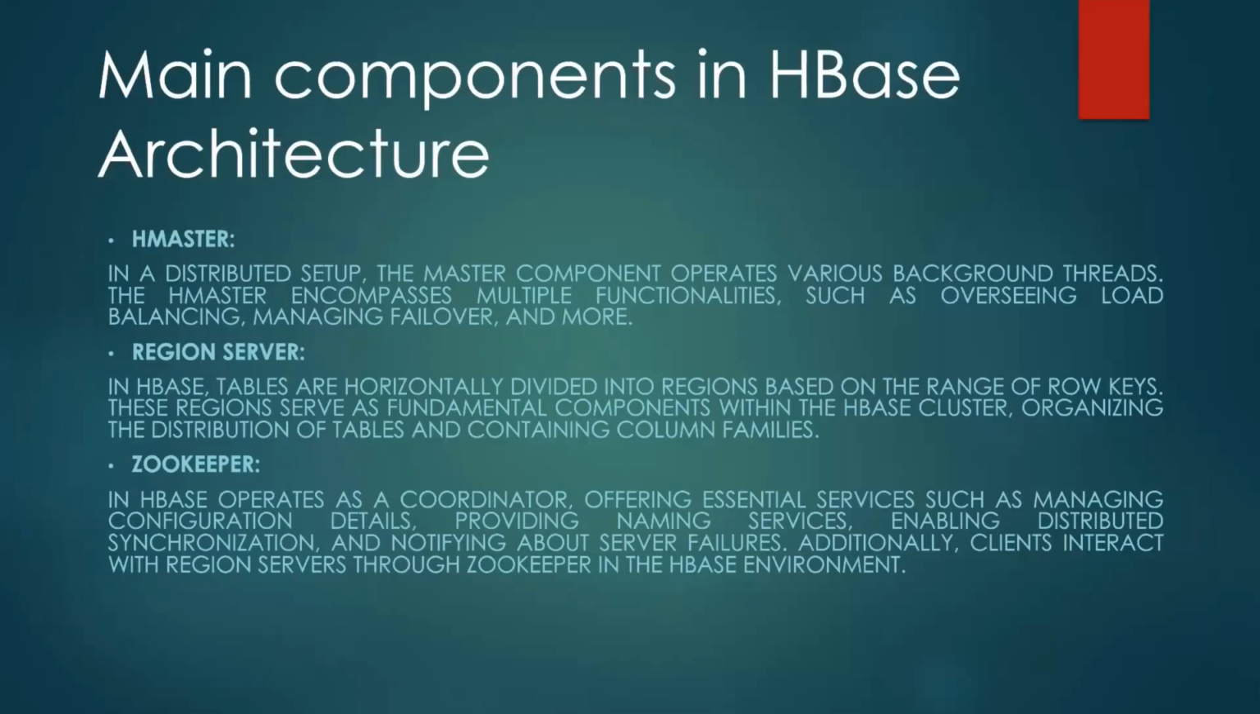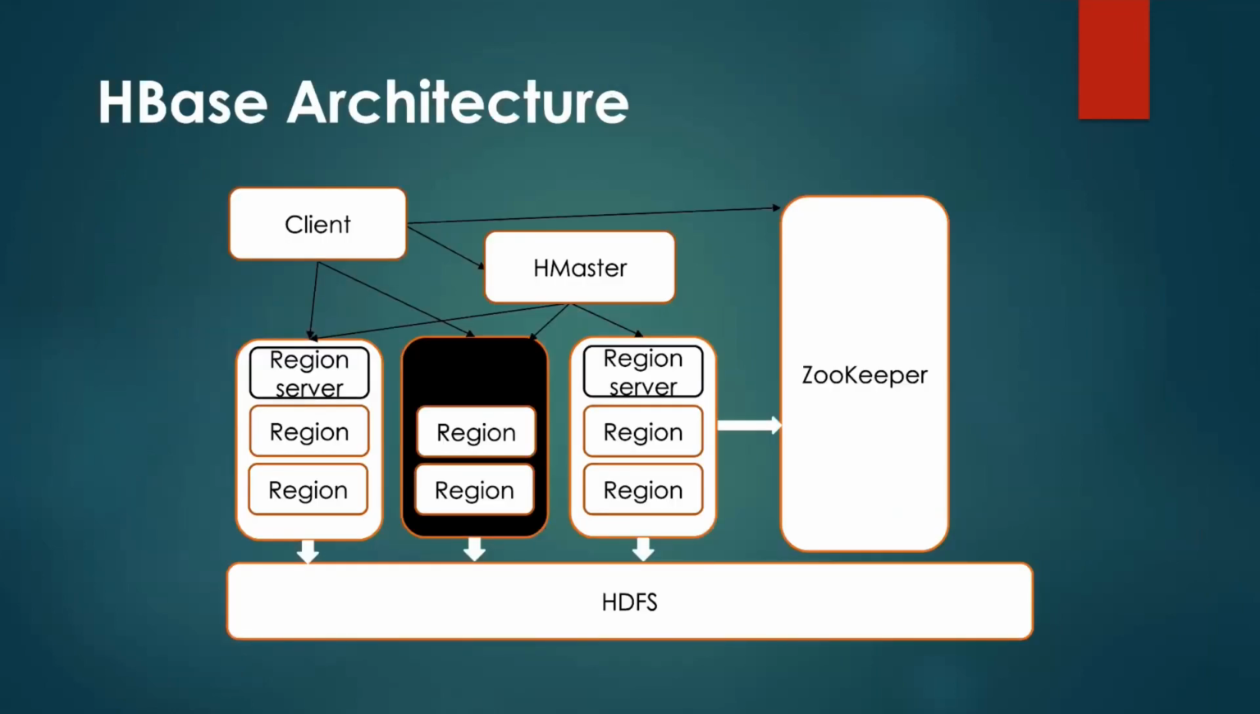HBase architecture. HBase only contains three components: HMaster, Region Server, and Zookeeper. HBase has two kinds of nodes: HMaster and Region Server. Only one HMaster can run at a time, whereas one or more Region Servers can run at a time. And the high availability of the HMaster node is maintained by Zookeeper.